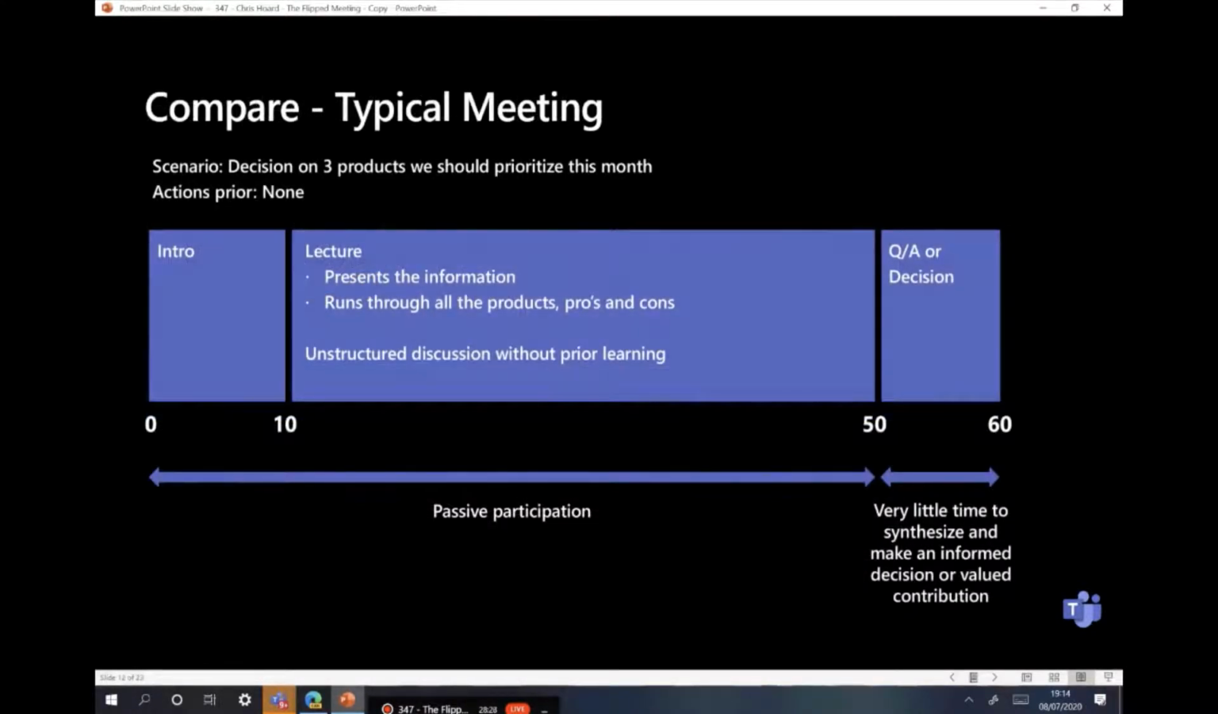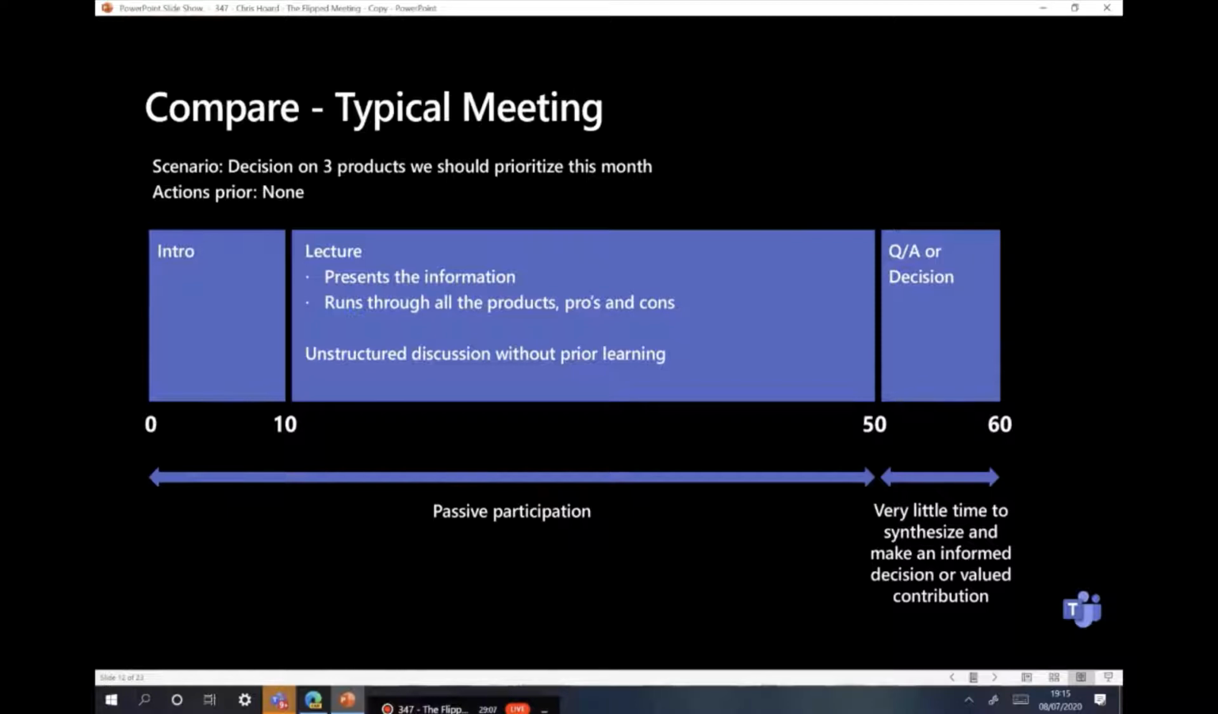So let's compare the typical meeting. Let's say we had a decision on 3 products that we should prioritize this month, and we had a group of individuals in our meeting. In a typical meeting, this is what it would look like. Without any prior actions, you normally see meetings where you would have an introduction. That introduction can be anywhere from a few minutes to up to 10 minutes when you account for people turning up late, for having no clear objectives, for reining in people who are on their phones or haven't brought the right equipment.